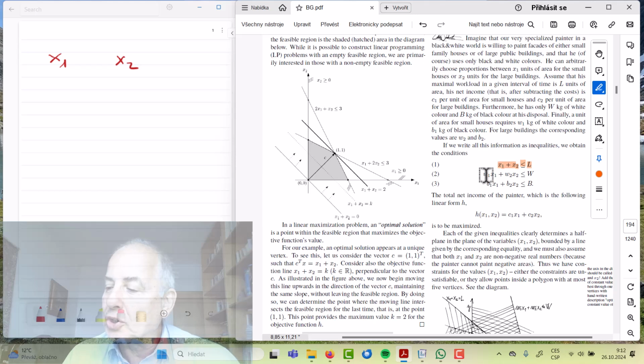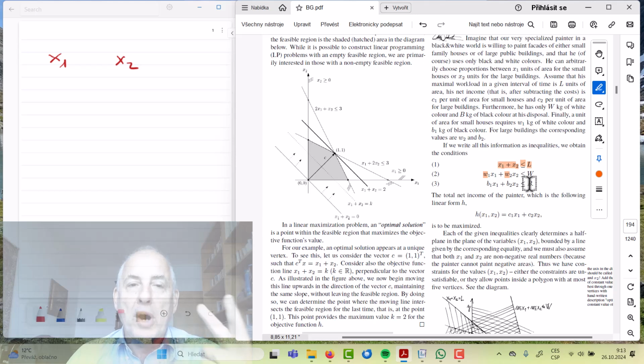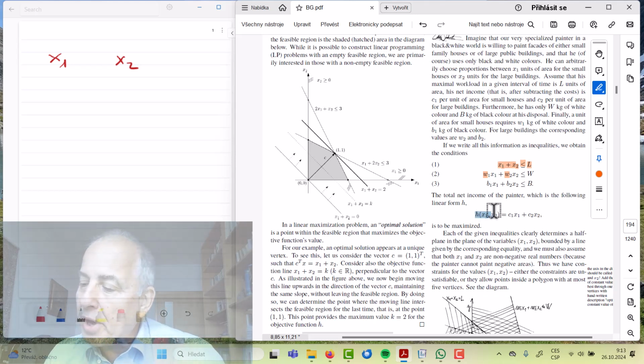Then there are some costs, right? For x1 you have some coefficient telling how much paint you need to paint the small houses area, and how much for the big houses area, and that's for the white color. And then you have the same for the black color. So you have two unknown parameters and three constraints, right? W and B are the limits of availability of the colors. And then you have the value function.